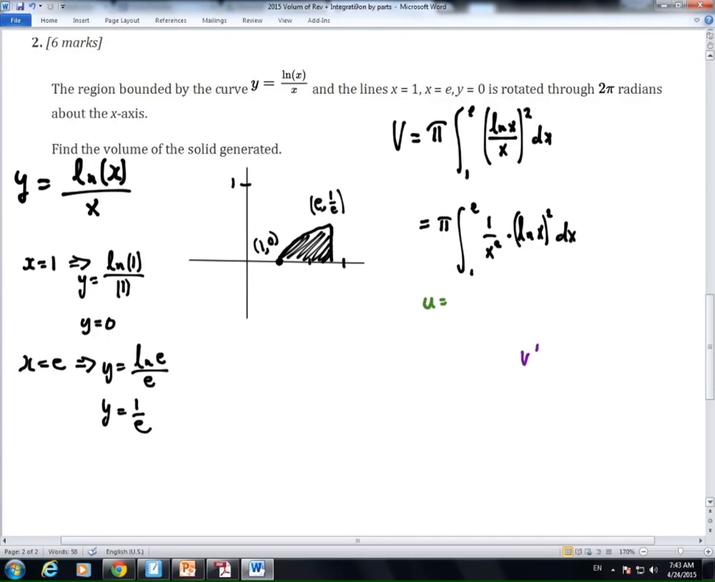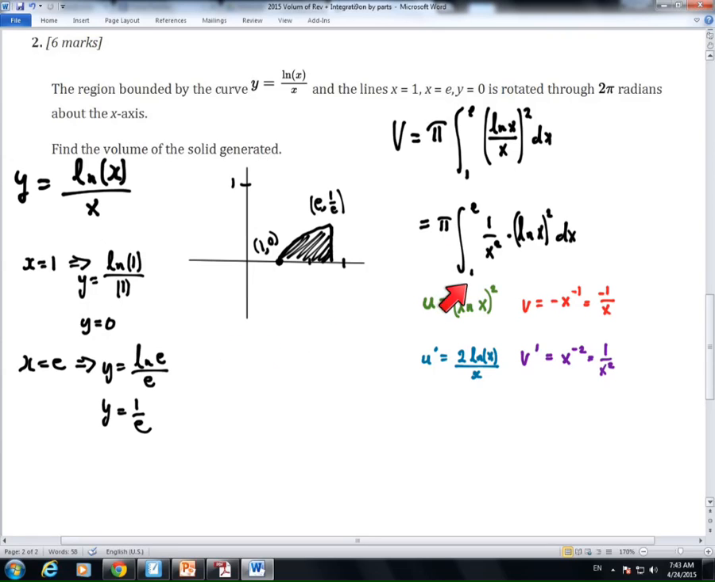So we choose our u and our v prime in the best way we know how. And I can see right here that integrating the natural log of x squared, finding its antiderivative, is going to be a challenge, whereas anti-differentiating 1 over x squared should be easy. So that makes a really clear choice for me as to what to choose for u and v prime.